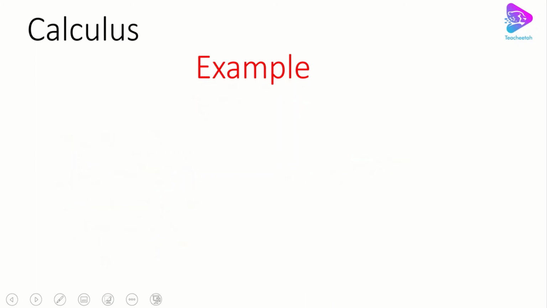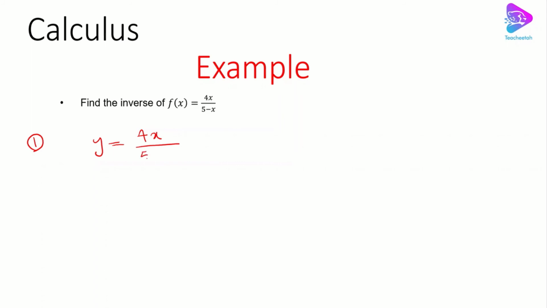Let's look at the second example, which is related to the inverse of a function. And as you might remember, for finding the inverse of a function, we have to follow a few easy steps. So the first step is we just need to put y instead of f of x. So we can say y is equal to 4x over 5 minus x.